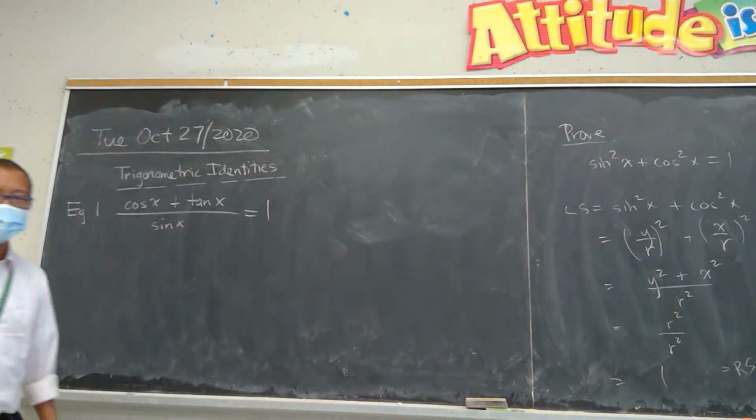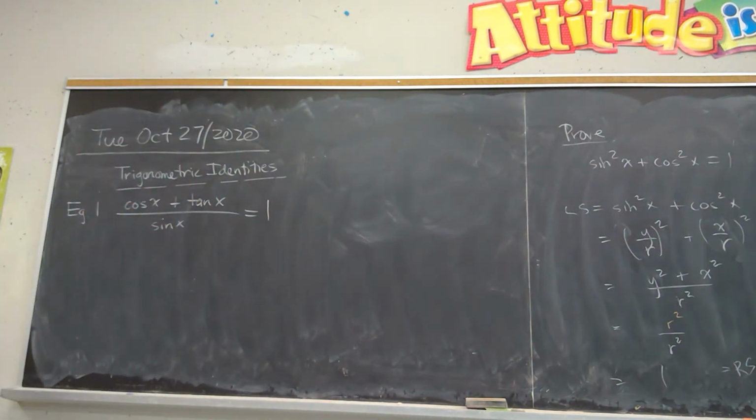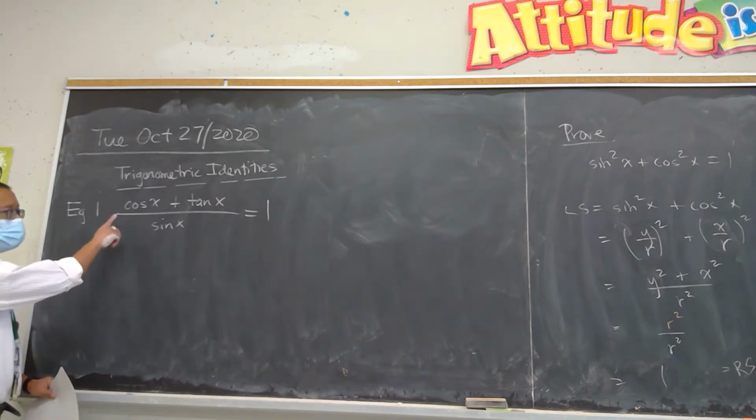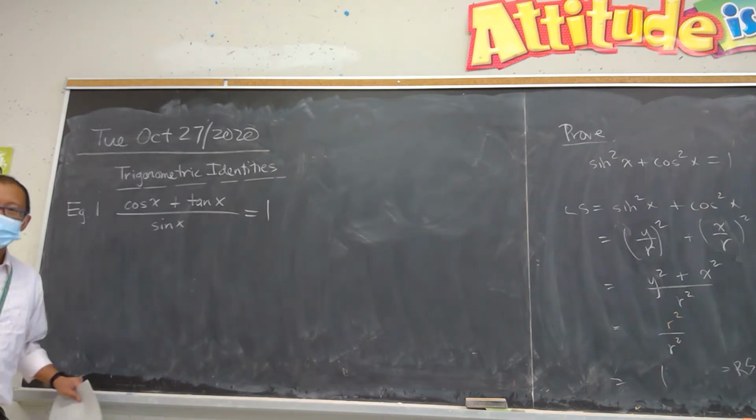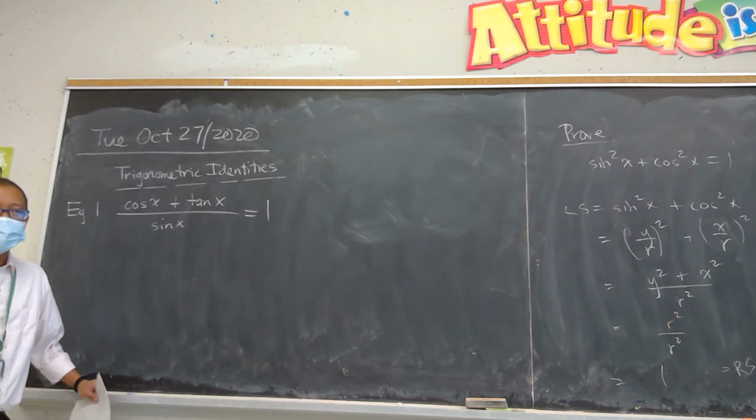We're going to take a look at example 1 from the Trig package. From the Trig package, what we have is an identity we need to prove: cosine x times tan x all over sine x is equal to 1. So the hint that we train you on is to deal with the more complicated side.